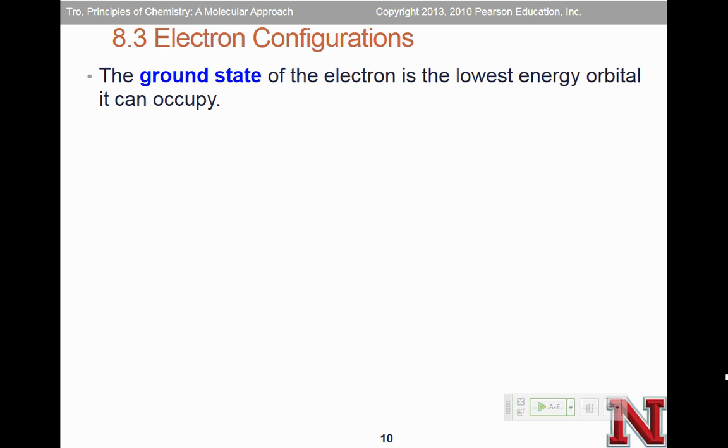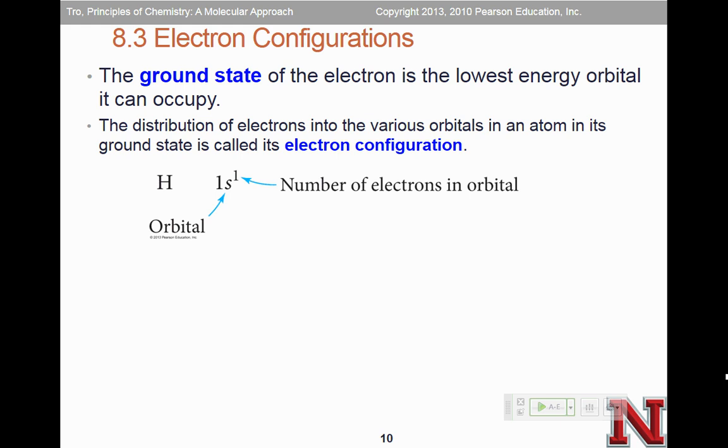So first off, the ground state of an electron is the lowest energy orbital it can occupy, because if an electron is in a higher energy orbital than it should be, then it would be what we call excited, and it would be less stable. So what we're going to be mapping out mostly in this particular class is going to be our ground state, our lowest energy electron orbitals our electrons can occupy.